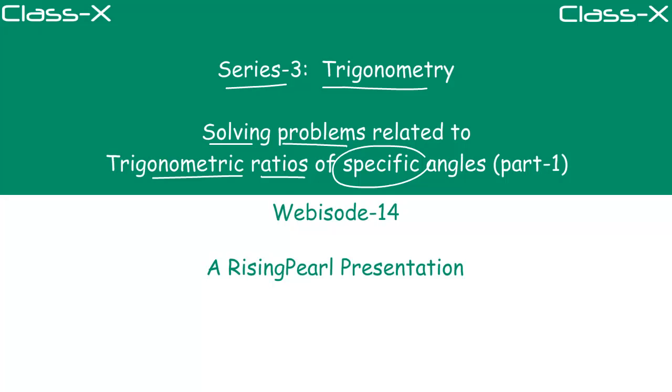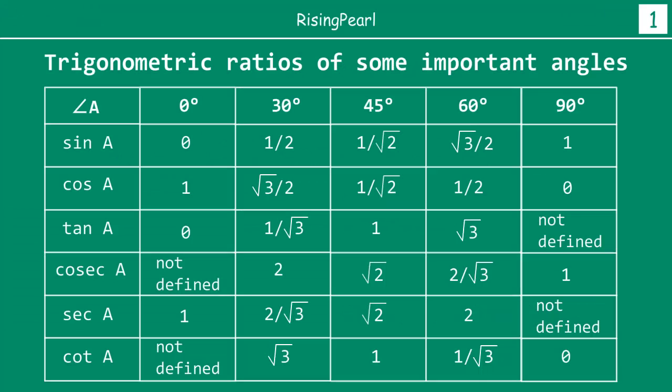So here friends, now what are specific angles we are talking about? We have seen this in our last webisodes and a few webisodes actually. This table highlights the specific angles. What are those angles? 0 degrees, 30 degrees, 45 degrees, 60 degrees and 90 degrees. And then these are the trigonometric ratios. So sine, cos, tan, cosec, sec and cot.